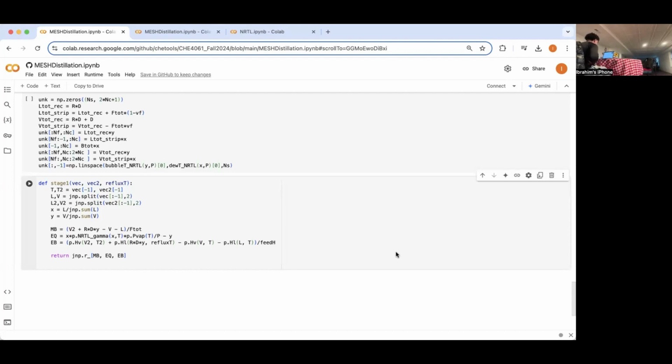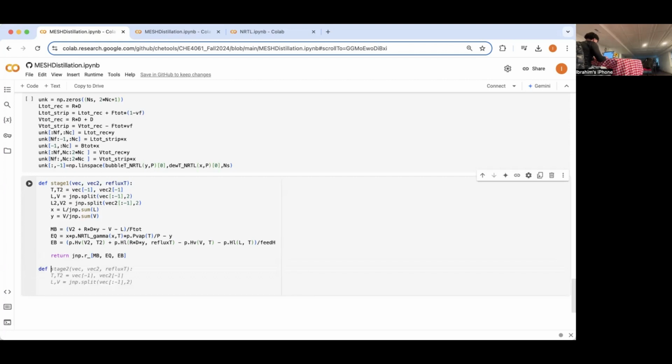All right, so continuing from where we left off, we have to define some other stages, our original stage and our end stage, and it's going to involve different functions. Here we had vector, vector two, and reflux T. So it's going to involve many different things, but we'll be setting up the same mass balance, equilibrium, and energy balance for one, and for another one we're going to have a second mass balance. So let's go ahead and get into it.